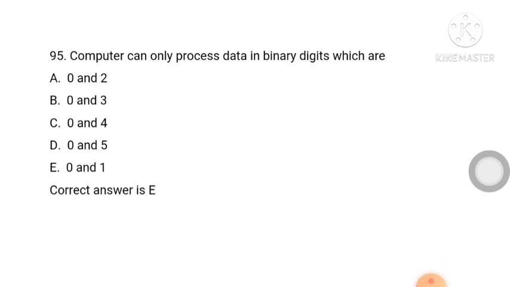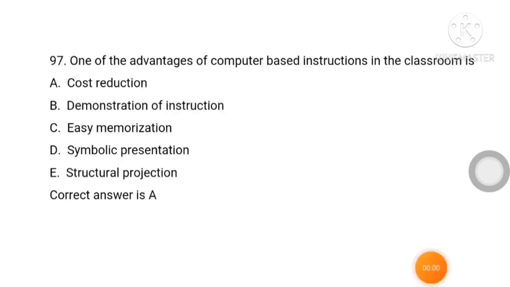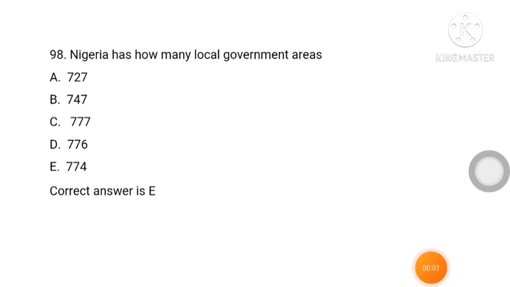95. Computer can only process data in binary digits, which are 0 and 1. The correct answer is E, 0 and 1. 96. An example of a high-level language is COBOL. The correct answer is E, COBOL. 97. One of the advantages of computer-based instruction in the classroom is cost reduction. The correct answer is A, cost reduction. 98. Nigeria has how many local government areas? 774. The correct answer is E, 774.